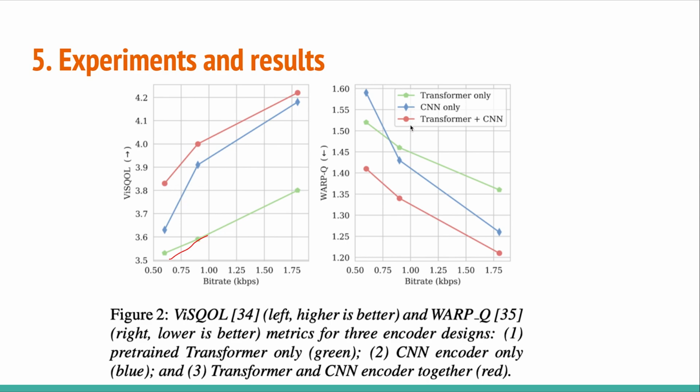If you see this, combining the transformer and the CNN together gives the best score in both the lower bitrate case and the higher bitrate case. Similarly for WARP-Q, this has to be lower if you want the codec to be better. And if you increase the bitrate to 1.75, as you can see, combining these two models is better than using each one of them separately.